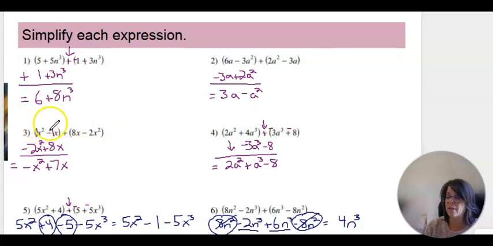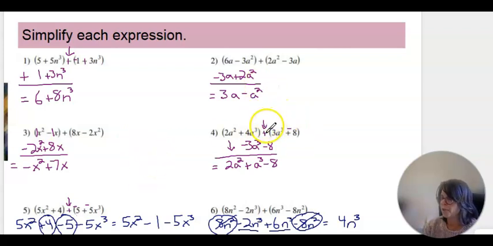For number 3, the thing to remember is that when there's not a coefficient written, it doesn't mean it's a 0, it means it's a 1. Remember that a number in front of a letter is actually being multiplied, and so multiplying by 1 doesn't change the value of the term, but it does give us something to add or subtract when we're combining them. When you combine like terms, you just add the coefficients, the numbers in front of the variables. You don't change the variable itself.